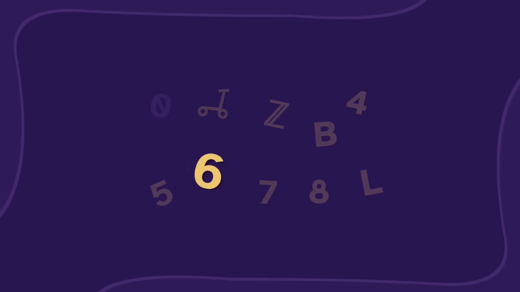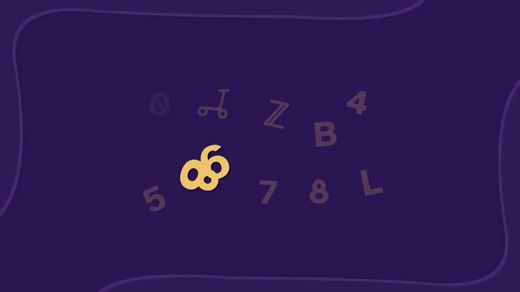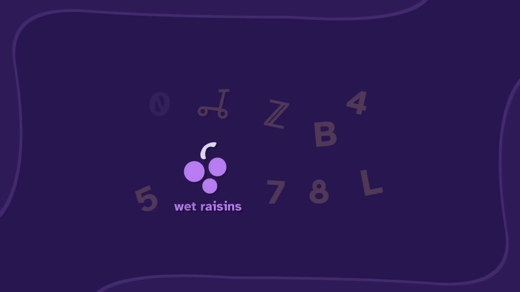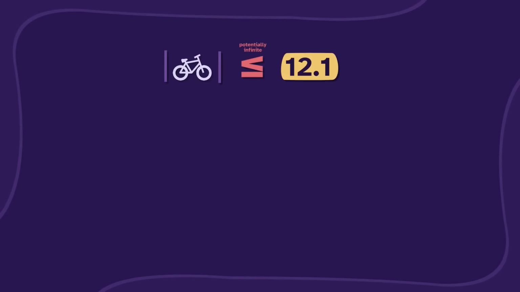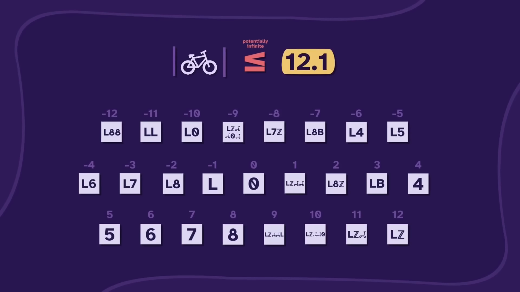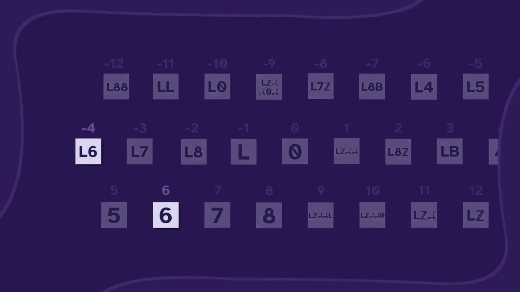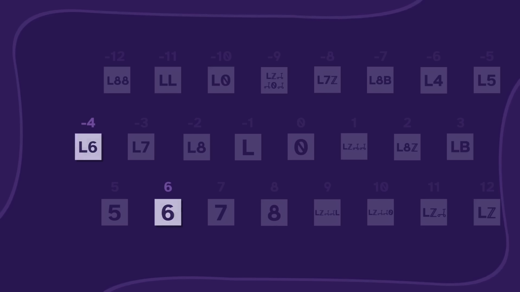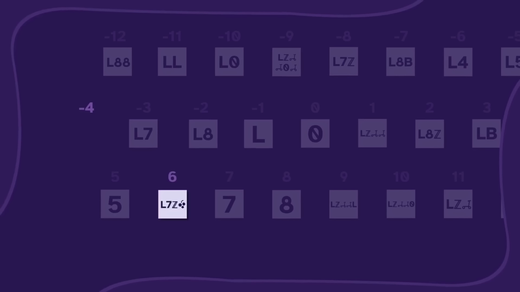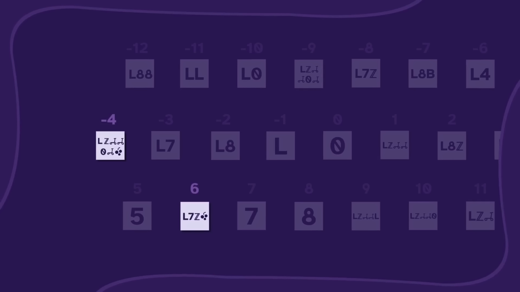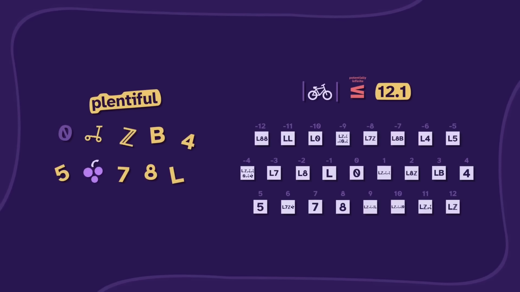Let's replace 6 with 86. Squish them together and we get raisins. That's short for wet raisins. And let's notice that absolute raisins over 9 is less than absolute scooter over 9. So we have the same range for potentially infinite bicycles. We already checked all these numbers, although some of them used the digit 6, which has been replaced. But that's okay. We can write 6 as -1,720 raisins. And -4 can also be written. So this set is plentiful.